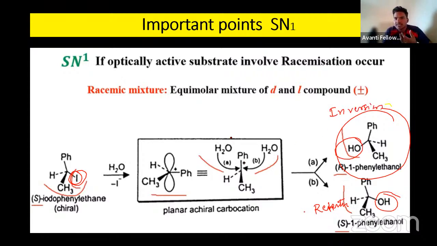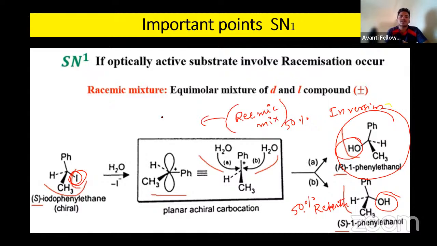So how much percentage of this retention and inversion can take place? Both 50-50% can take place. When 50-50% takes place, we call it a racemic mixture. These racemic mixtures are optically inactive. What is the meaning of optically inactive?